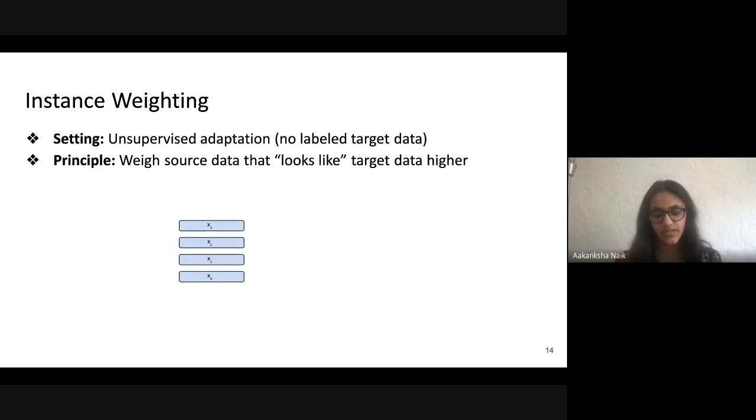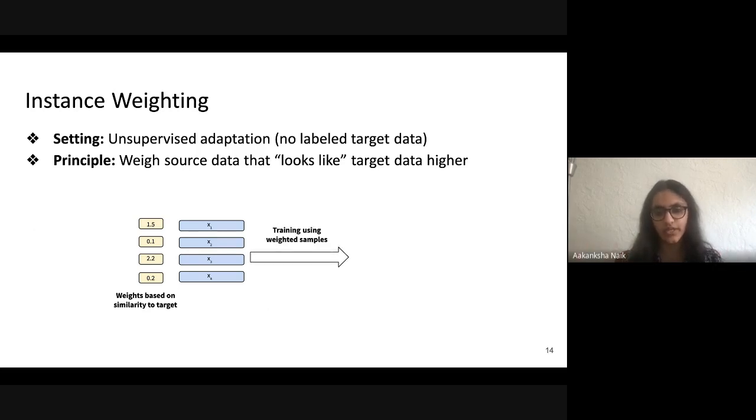So say you have a source data set. What you would do is use the similarity metric between your source and target domains to compute weights for each of the source instances, and then use these weights to train the model. And because you've given higher weights to instances from the source that look more like the target data, the idea is that you would learn a representation that would do better on the target data.